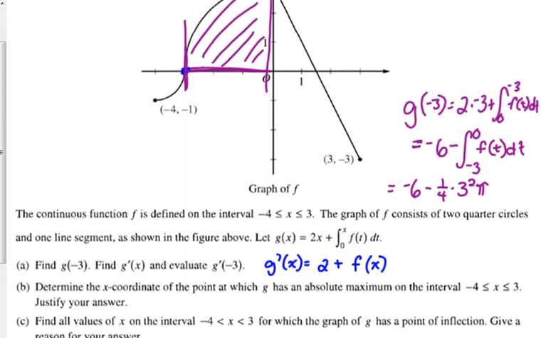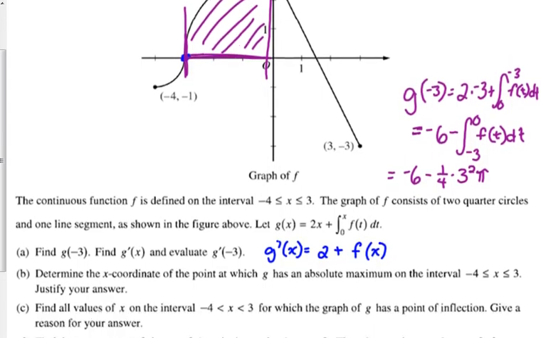All right, B. Are we good with B? Okay. Determine the x-coordinate of the point at which G has an absolute maximum. Okay, so absolute maximum. First of all, we've got to identify local maximum. Local maximum is where the derivative changes from positive to negative. Well, f is the derivative. Or actually, hang on. Where the derivative equals zero, let's identify that first.